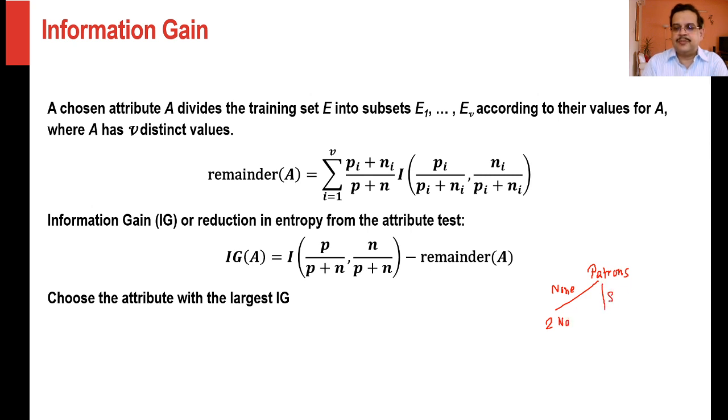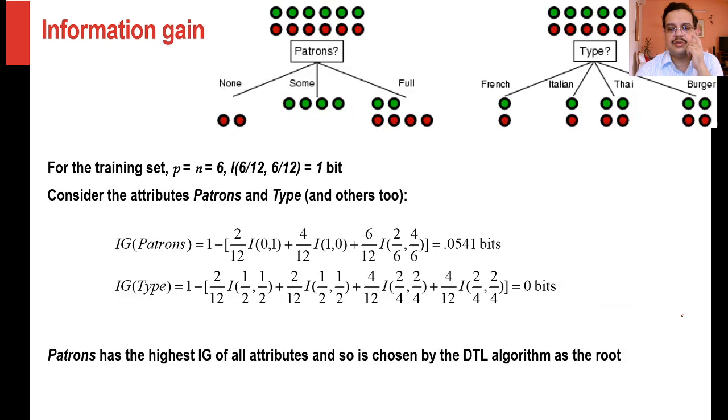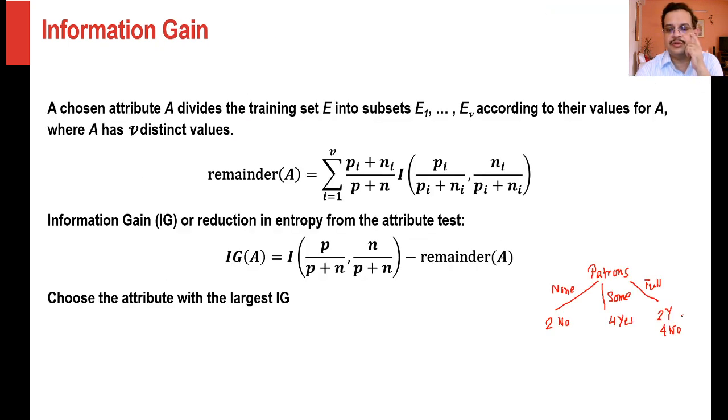For some we had 4 yes, and for full we had I think 2 yes and 4 no's. Does that all add up? Did I miss something? 2 yeses, 4 no's, yes. Right.